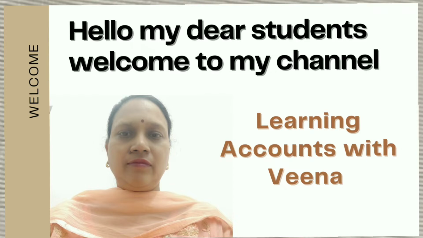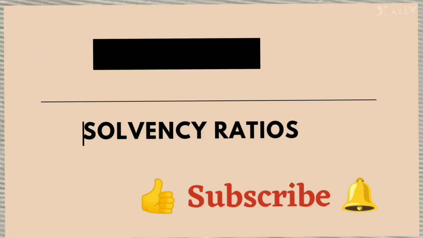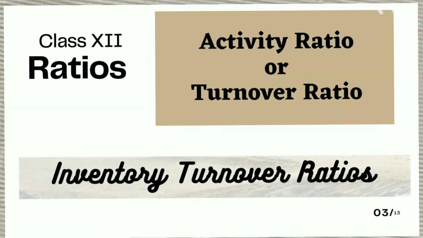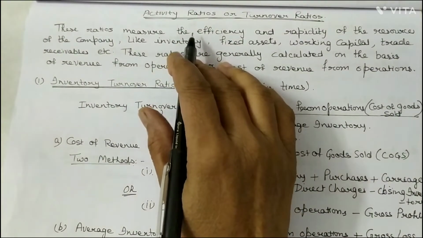In the previous video I explained solvency ratios with the help of some questions. In continuation of this chapter, today I will explain turnover ratios. In this video I will take the inventory turnover ratio and some questions for calculating it. Let us start with activity ratios.